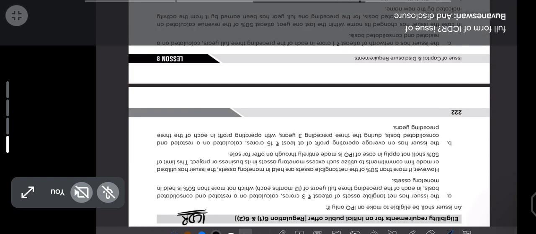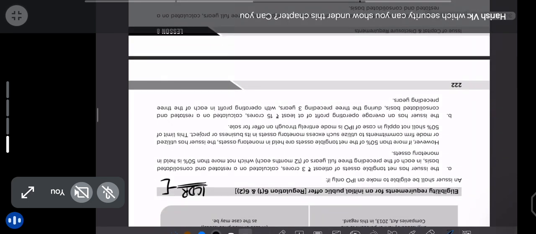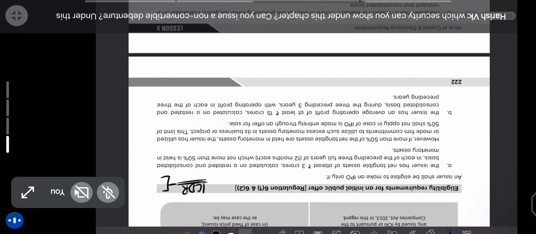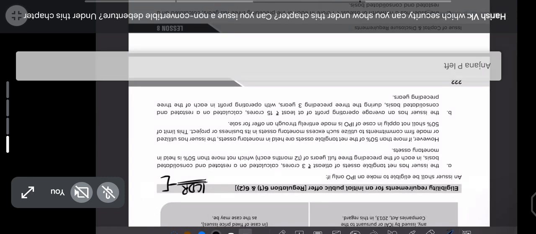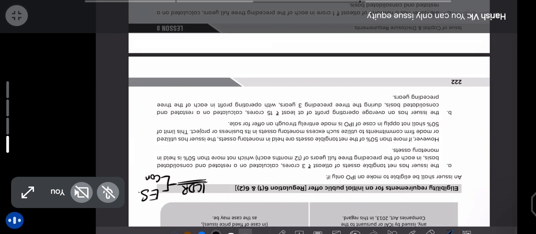Now, who can issue equity shares and convertible securities under ICDR regulations? What is the full form of ICDR? Issue of Capital and Disclosure Requirement. Which securities can you issue under this chapter? Can you issue a non-convertible debenture under this chapter? Convertible.